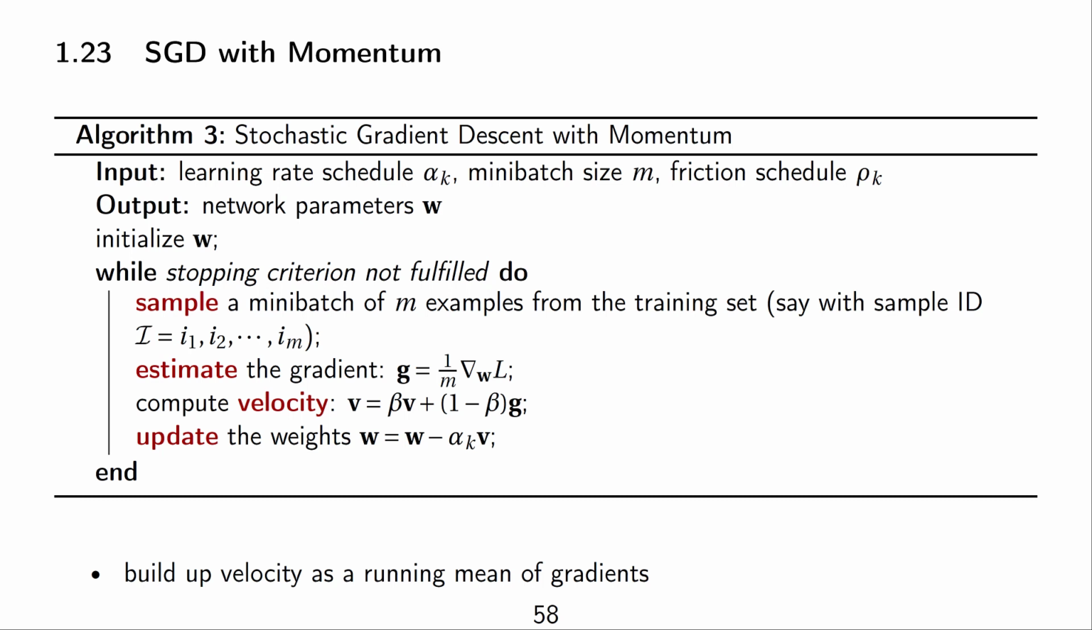Let's look at this algorithm, stochastic gradient descent with momentum. As input, we have the learning rate schedule, alpha k, which is the same as regular stochastic gradient descent. Then we have the mini batch size m, again, no change here. What we have in addition is a friction schedule, rho of k, and for now we simply assume that this friction schedule is simply a constant.